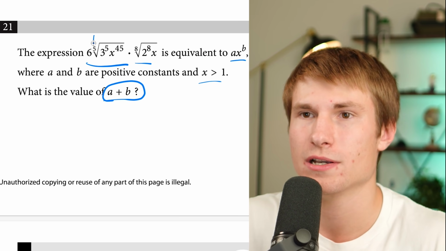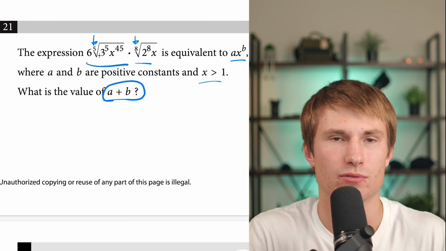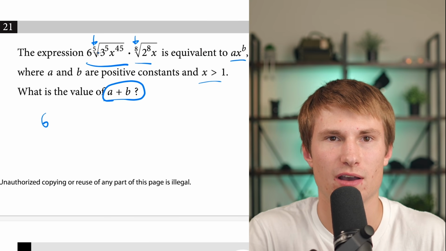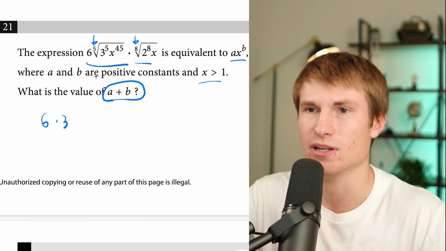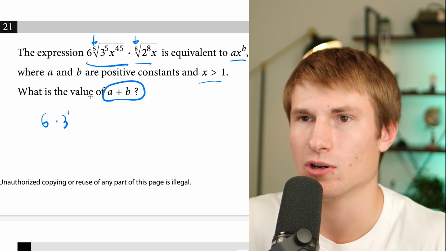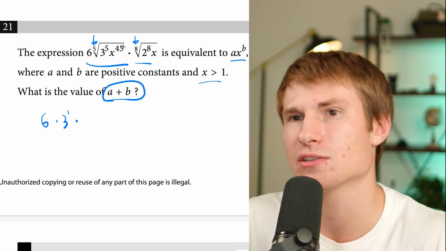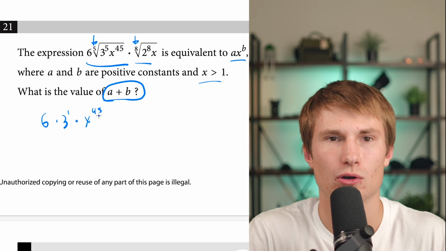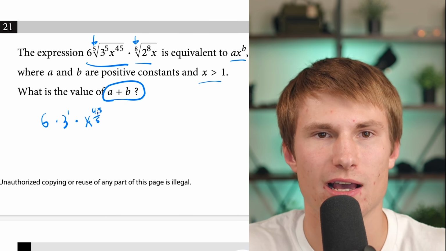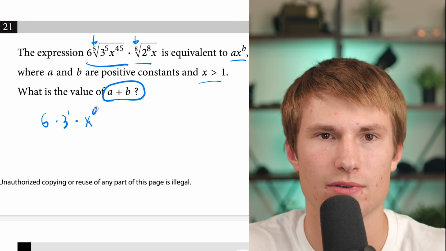So what I see here is that I'm taking the 5th root and then the 8th root. So I've got a 6, and then we've got the 5th root of 3 raised to the power 5, which would leave us with just 3, since that's 5 over 5, which is to the power of 1. Okay, so I'll just write that as power to 1, so you understand that. Next thing we have is x to the 45 over 5. Okay, so x to the 45 over 5 is the same as x to the power of 9.